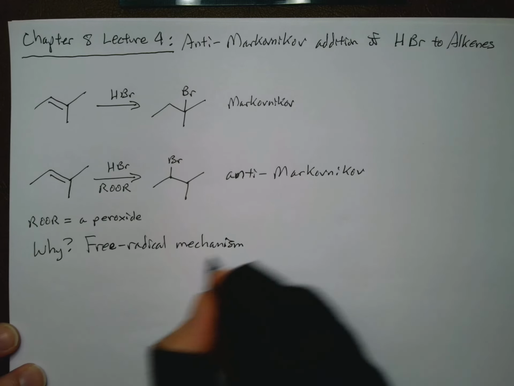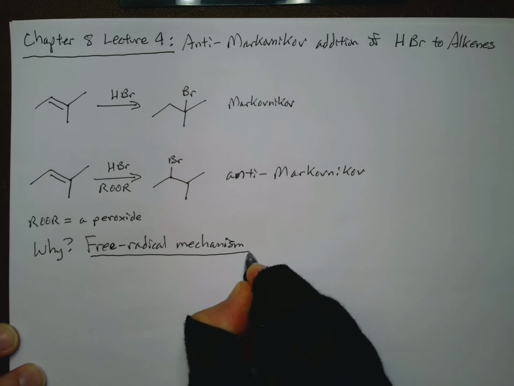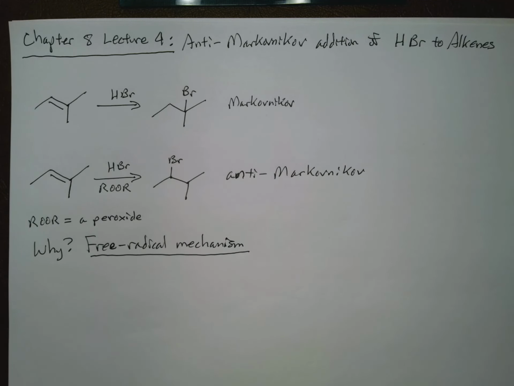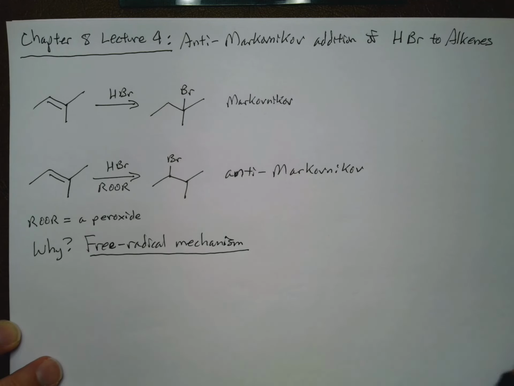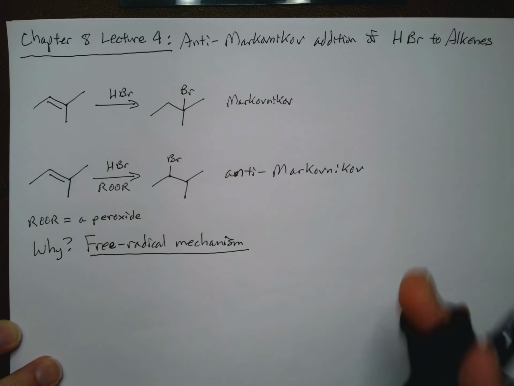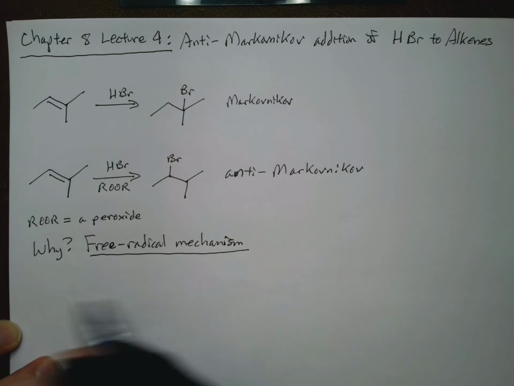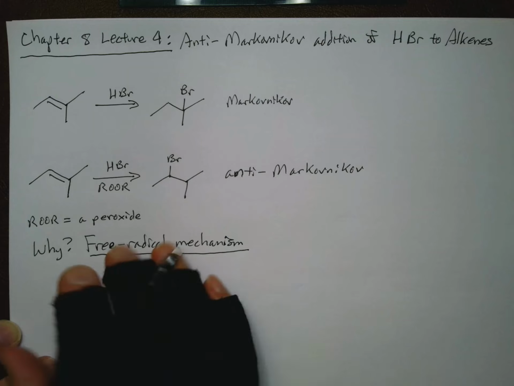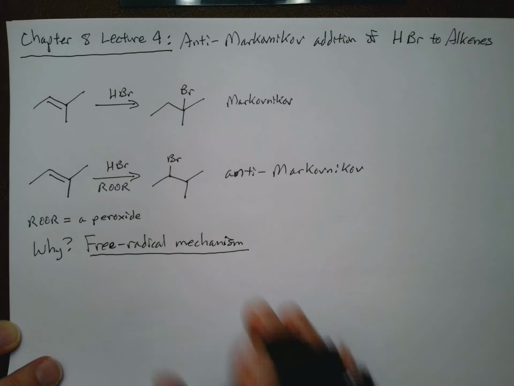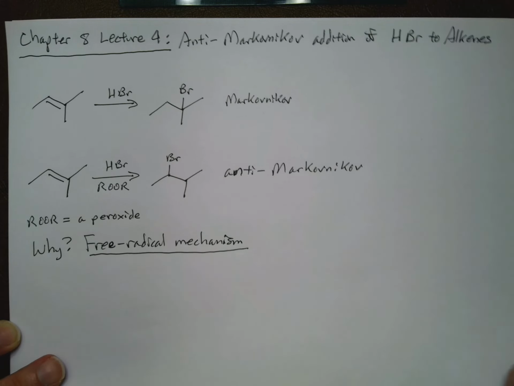And so the fact that we have peroxides present will generate free radicals, which then will cause this reaction to proceed in the anti-Markovnikov manner. Now, I'm going to show you the mechanism, but you're not responsible for the mechanism, okay? I'm not going to ask you to do this mechanism on a quiz or an exam. All right, so let's take a look at this mechanism.